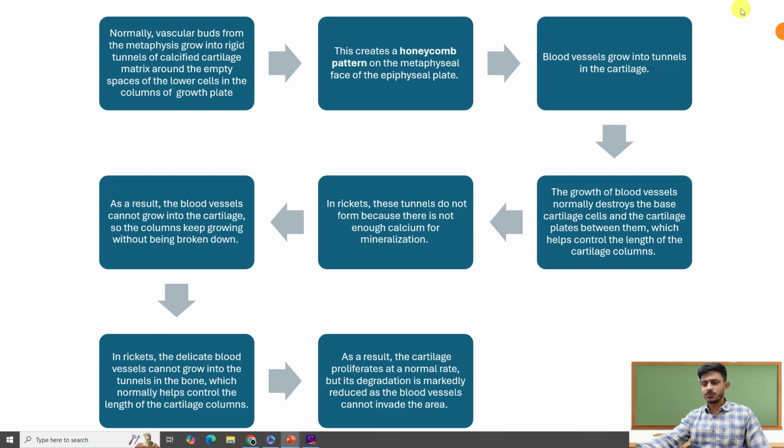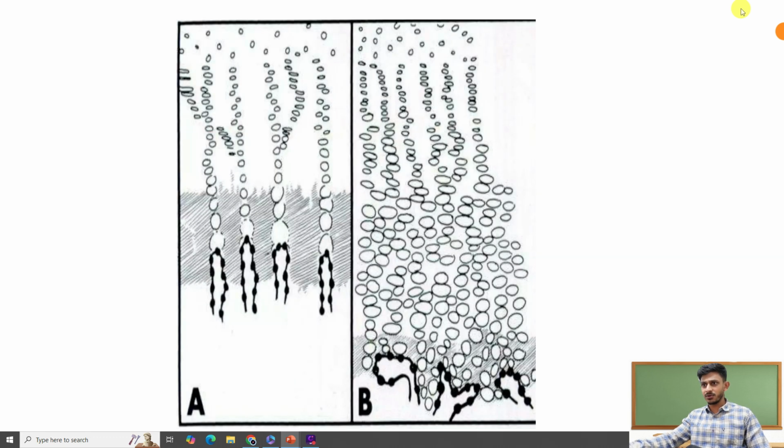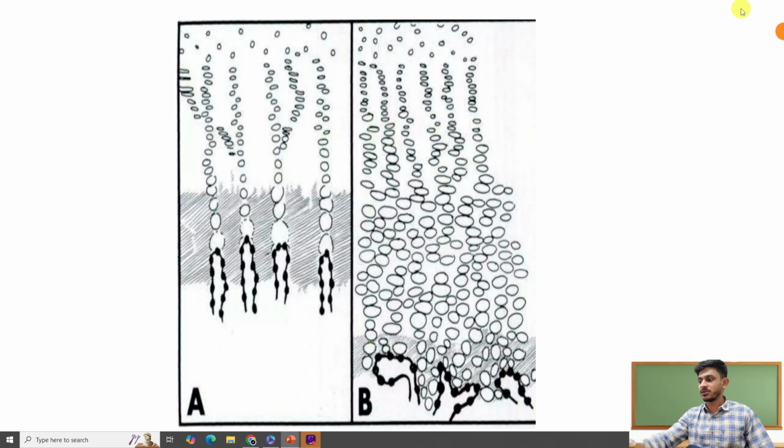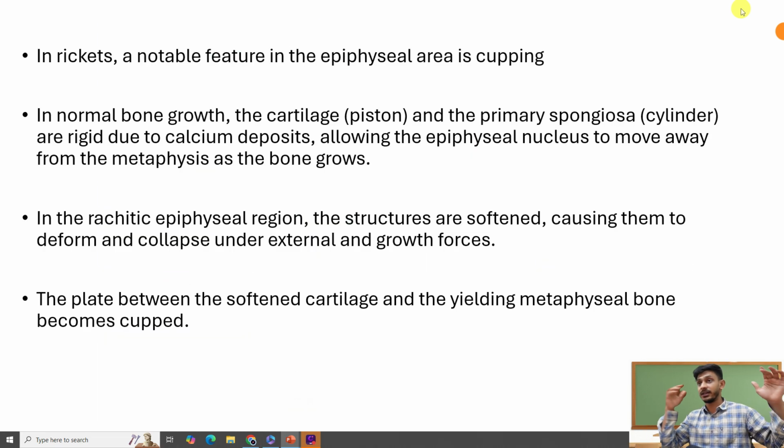In rickets, these tunnels do not form because there's no calcium deposition and there's no mineralization, so there's no channel which is hard and set for the blood vessels to grow into. And so the blood vessels cannot grow into the cartilage, so the columns keep growing downwards without being broken down because there's no blood vessels to break down and destroy the lower cells in the columns. And these delicate blood vessels cannot grow into tunnels. As a result, the cartilage cells proliferate at a normal rate, but the degradation does not occur at the normal rate. And hence, this leads to haphazard growth of the column cells both vertically and horizontally, increasing the size of the growth plate both vertically and horizontally.